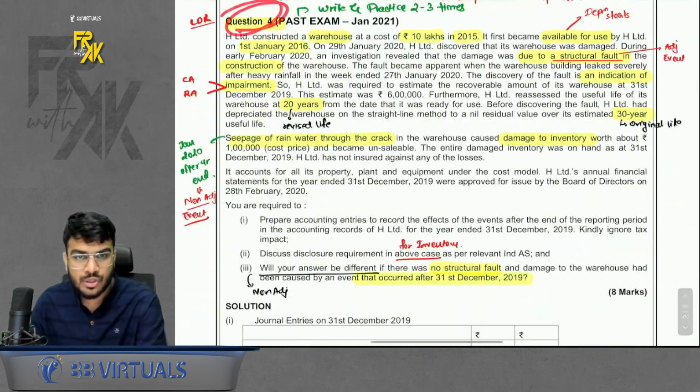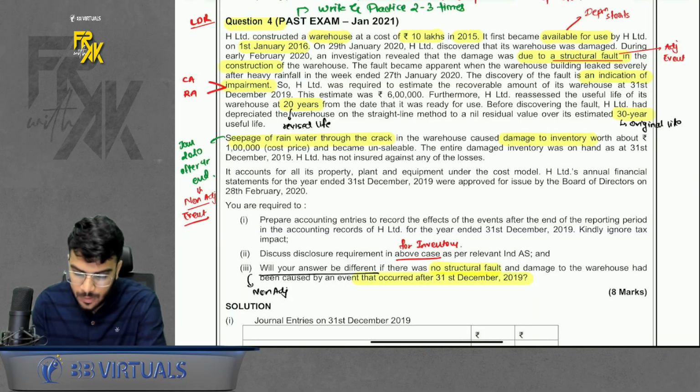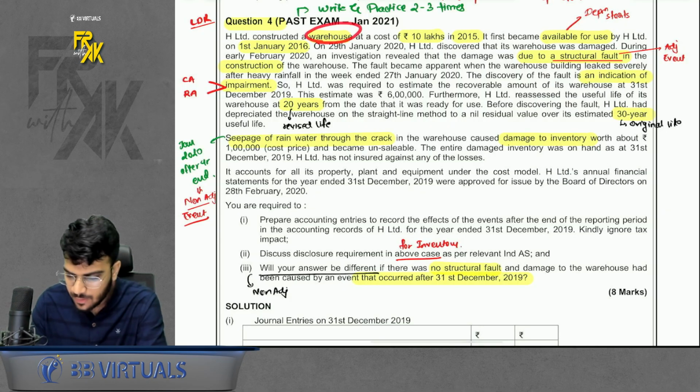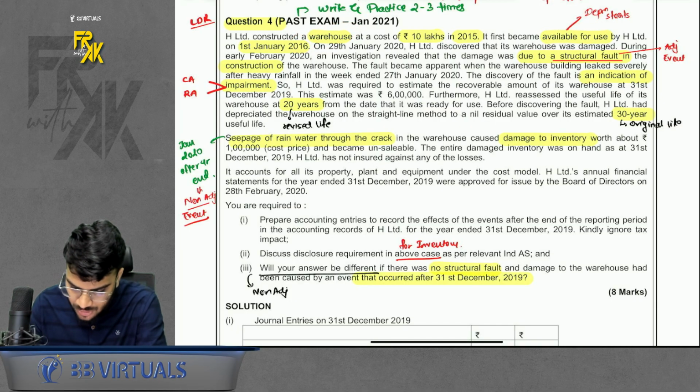The most classic question of all, that is question number 4. Before revising this, I would like to highlight this. Please write and practice at least 2 to 3 times. Okay, now what is there? We had a warehouse available for use from 2016. Okay, now there was a structural fault.